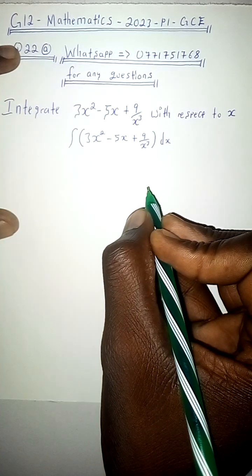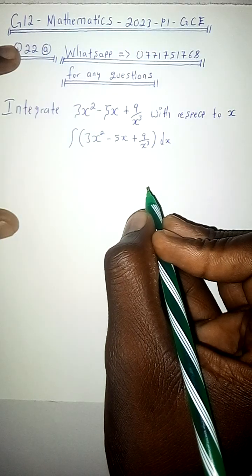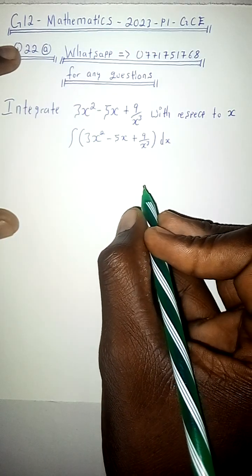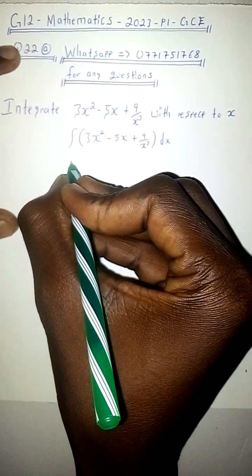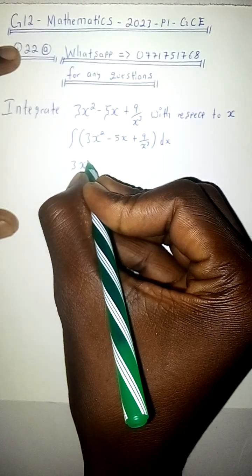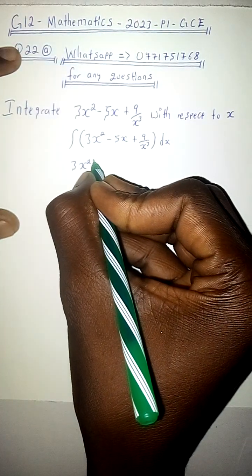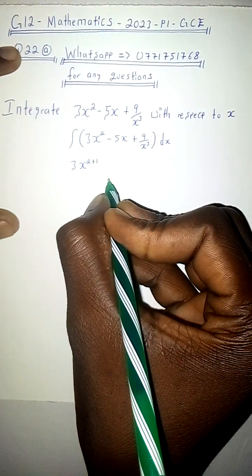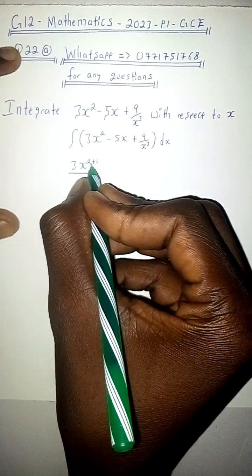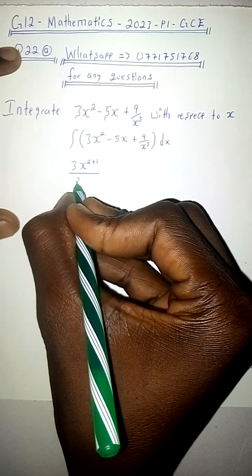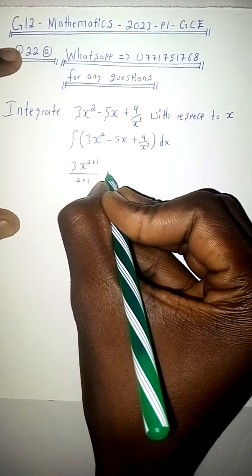So how do we integrate? Well, for us to integrate, we are going to deal more with the powers, right? So let's start with this first part, which is 3x to the power 2. Well, what do we do? We add 1 to the power. After adding 1 to the power, we are going to say everything over the entire power. In this case, here we are going to have 2 plus 1. Okay? We move to the next one.